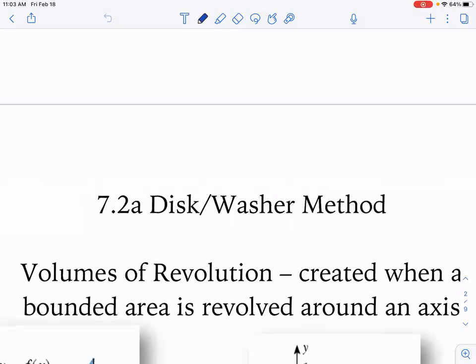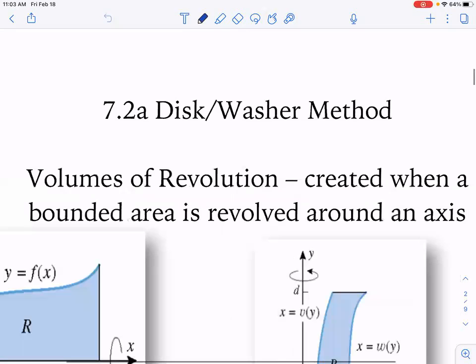Just an FYI, you have your gold sheet, but your first quiz will come after we finish 7.2. So there'll be a quiz over 7.1 and 7.2. Then we'll do 7.3 and have a quiz and then our test, okay?